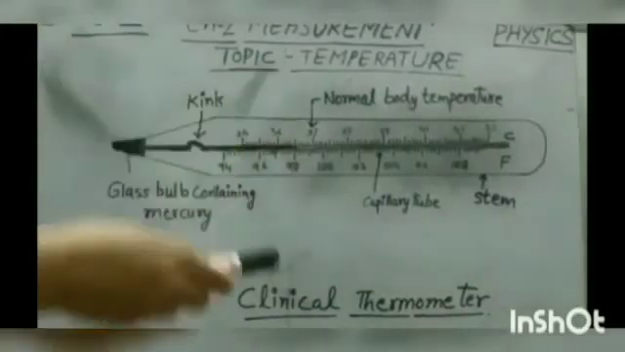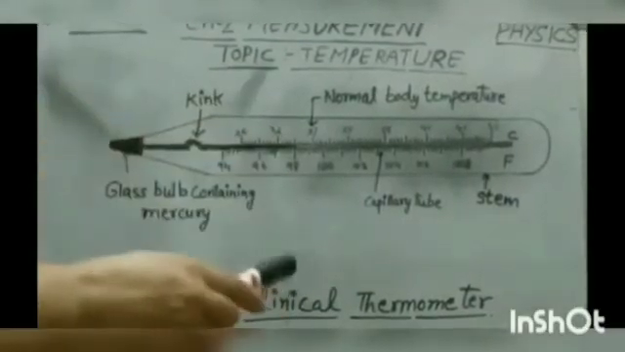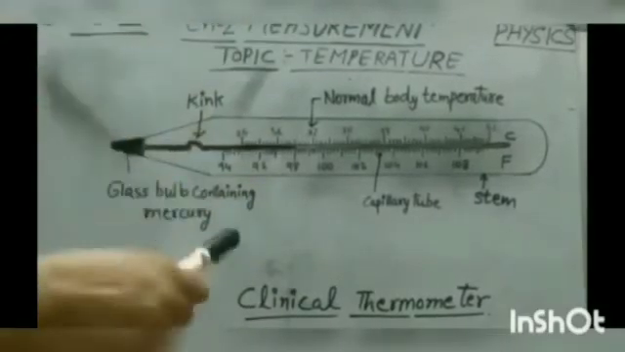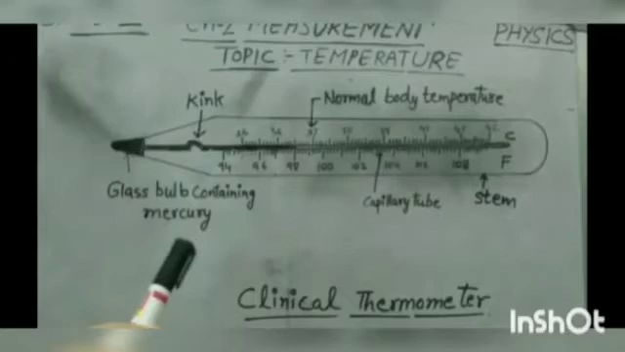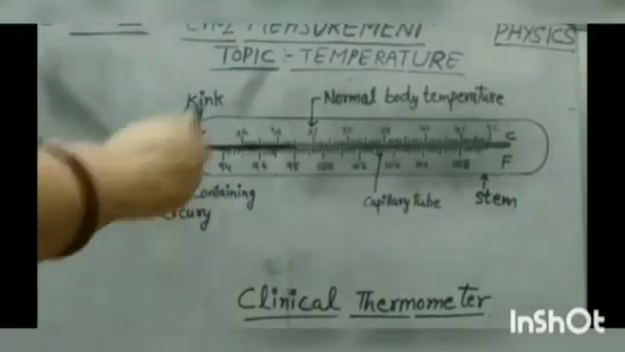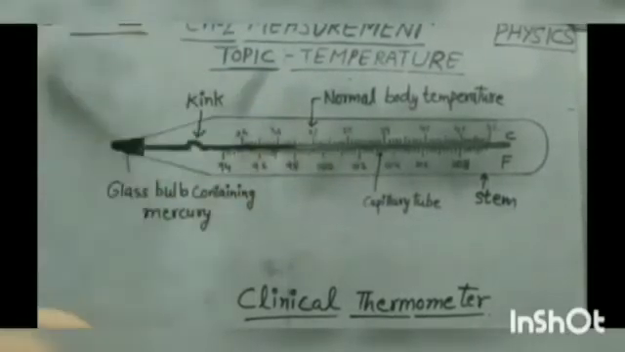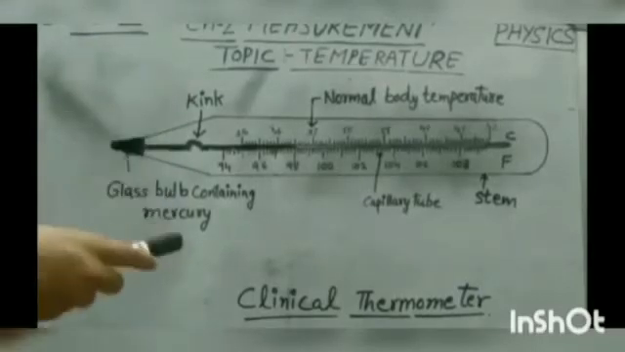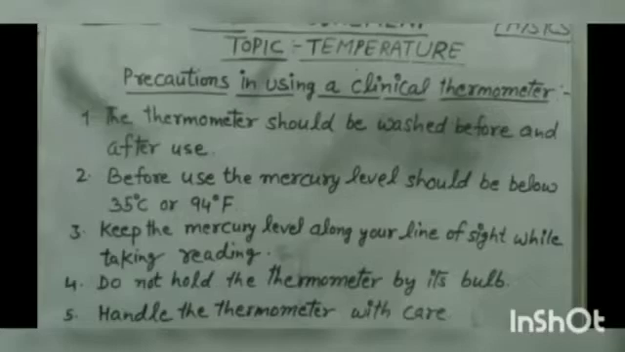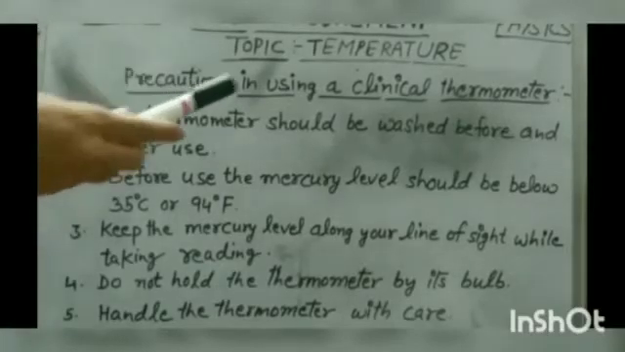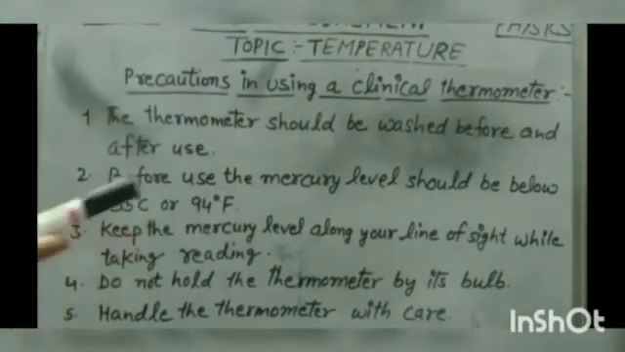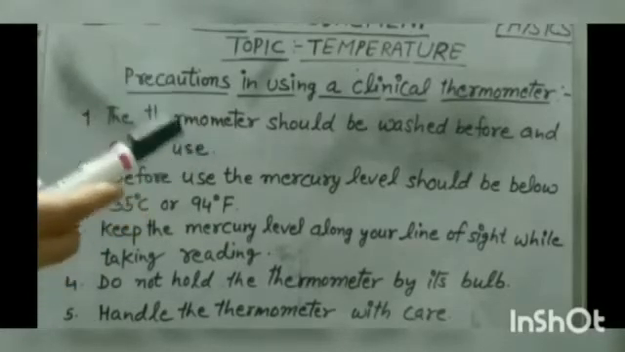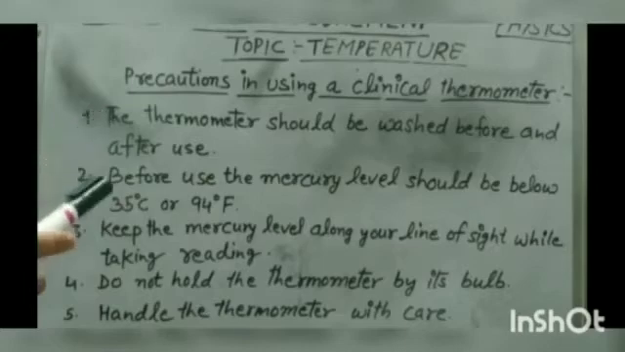A clinical thermometer cannot be used to measure high temperature, as it has been designed to measure only human body temperature, which varies over a short range. If a clinical thermometer is used to measure high temperatures, it will get damaged. Precautions in using a clinical thermometer are: number 1, the thermometer should be washed before and after use.